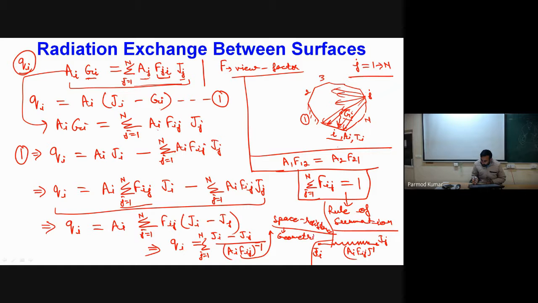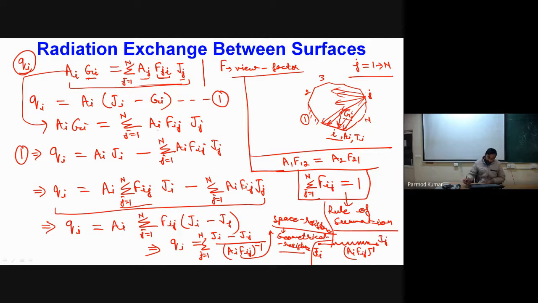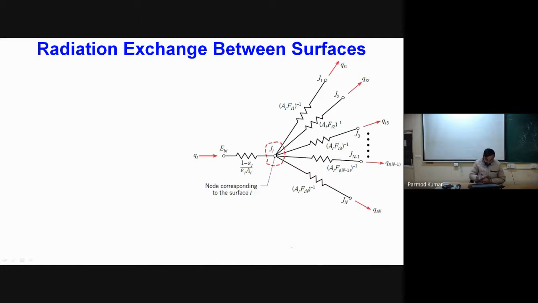Is this point clear? Yes, sir. So this is something which we call space resistance and geometrical resistance, because depending upon the geometrical orientation of the different faces of an enclosure, we have the variation of this radiation, which is a function of view factor.